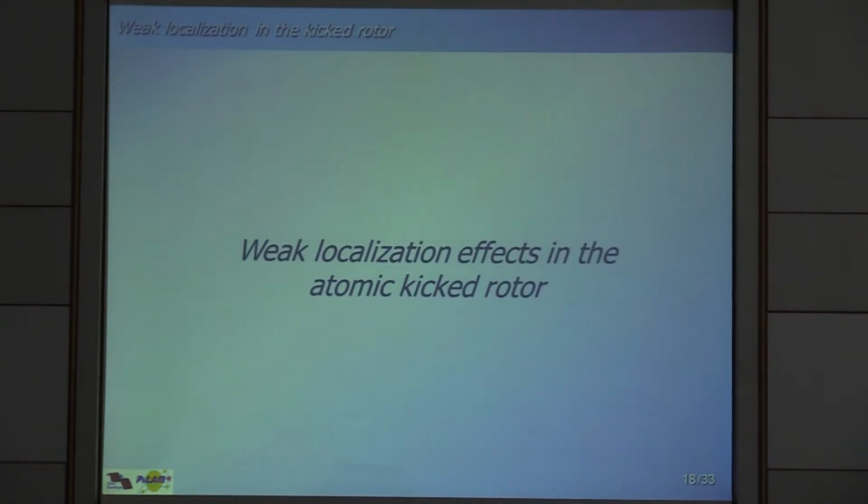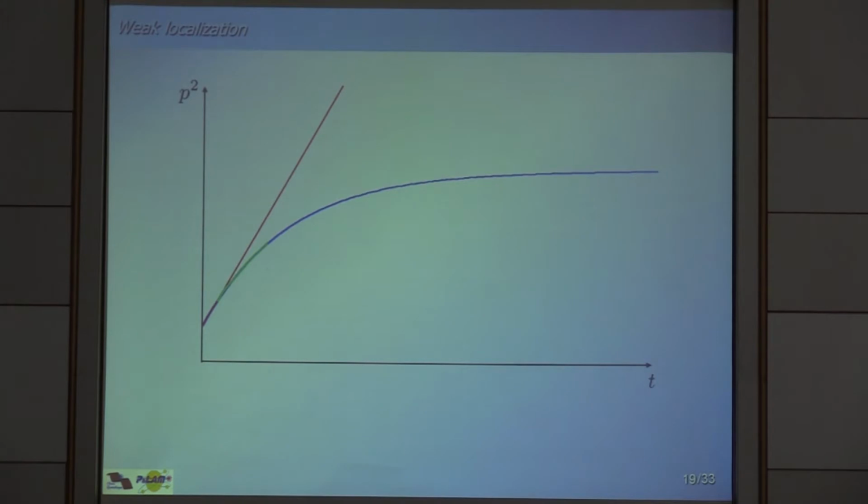Now I shift to another effect. Shushun has talked also a little bit about that, which is weak localization. What is weak localization? What happens here? You see, this is p square, this is the kinetic energy. So classically, you expect it to diffuse linearly with time, and then dynamical localization is the fact that this will saturate at long times, and weak localization is what happens in the beginning, when we are not anymore completely classical, but we are not completely quantum anymore.